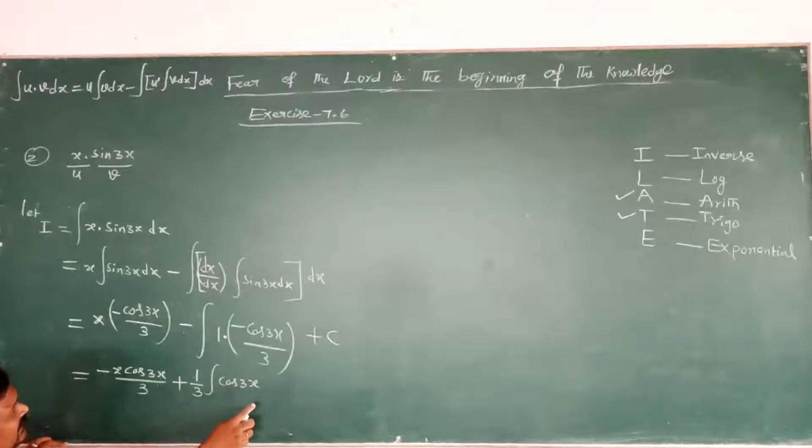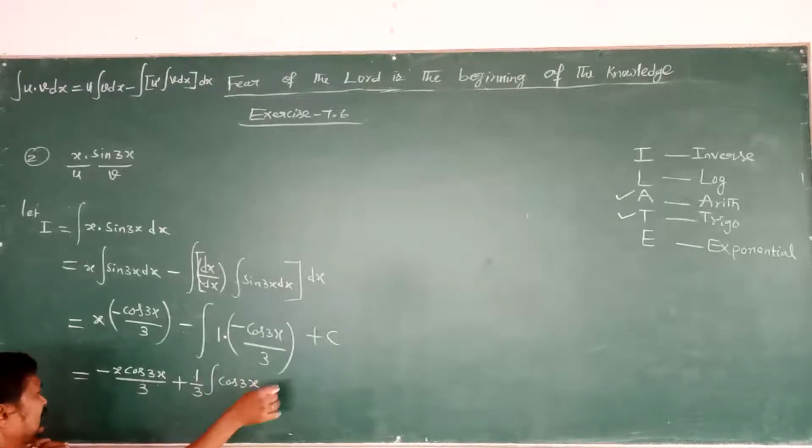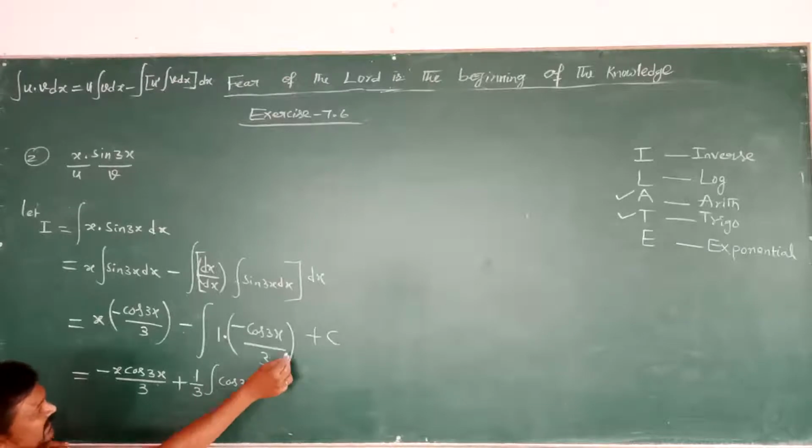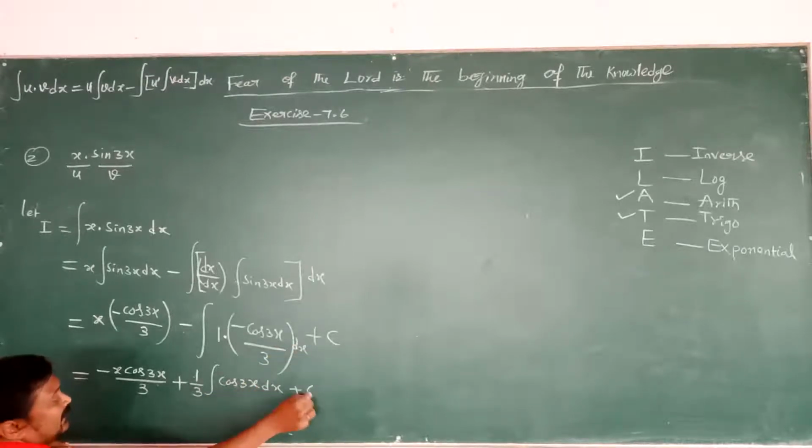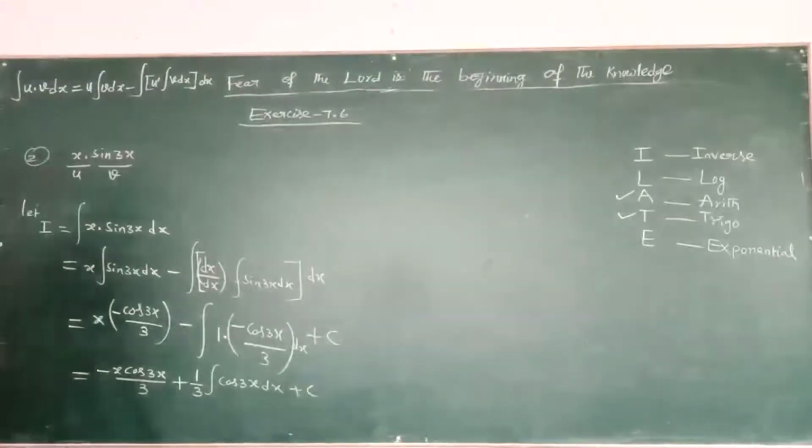Integral cos 3x. Anyhow, this integration is not completed. Plus c, we will continue in that way. So integral cos 3x dx. Here dx I missed. Plus c. Let's see now what we are going to get for this.